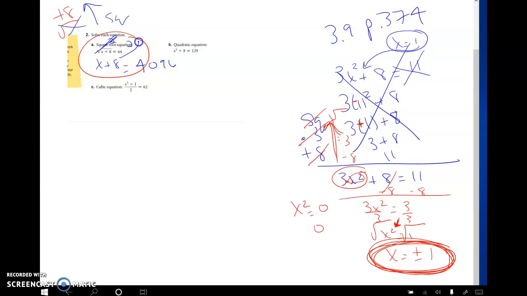4,096, and I just squared that. And then we added 8 first, so to undo that, we would have to subtract 8. So I'm going to subtract 8. And on my calculator, if I subtract 8, I get 4,088.